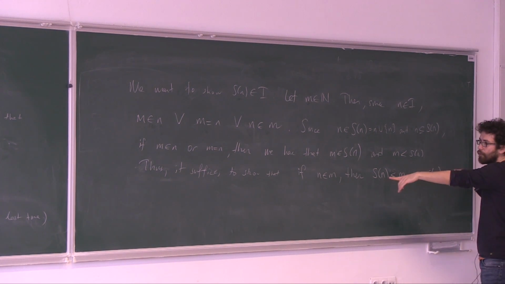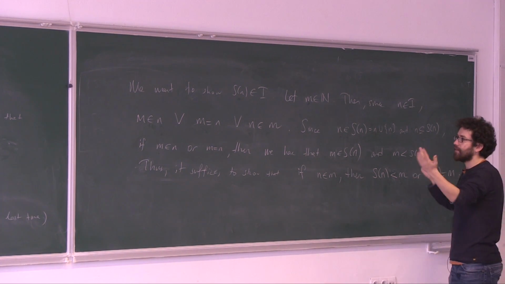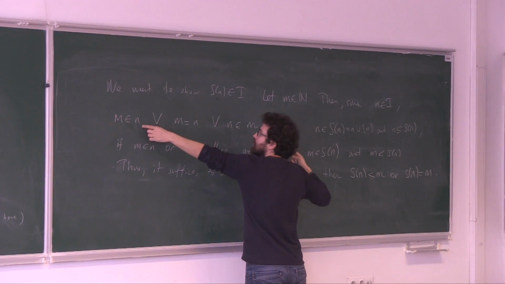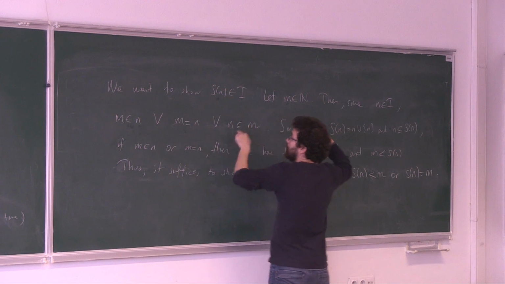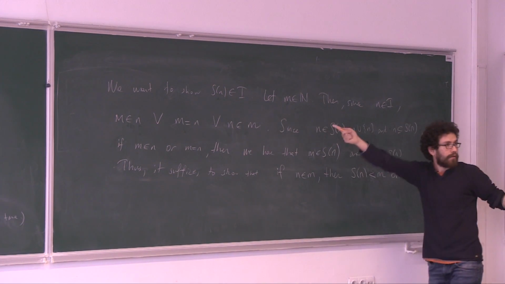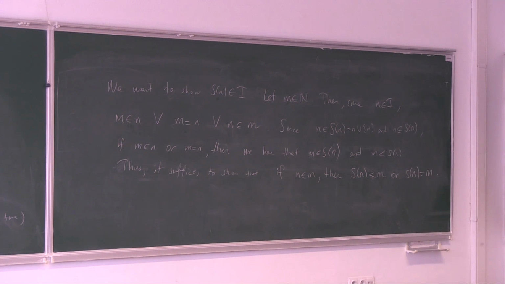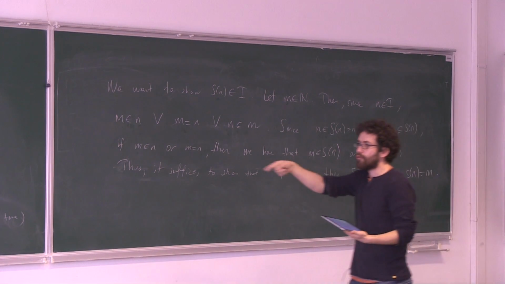If I can show this, what will I have shown at the end? I will have shown the following. In this case, these are comparable. In this case, these are comparable. In this case, they're still comparable. So S of n is comparable with m, meaning that S of n is an I. And by induction, I would be the whole thing. So this will be true for all n.